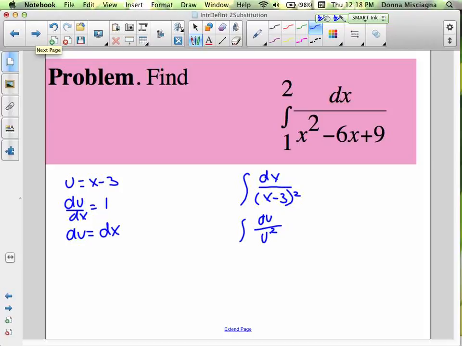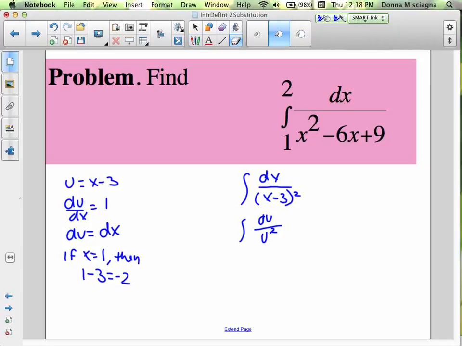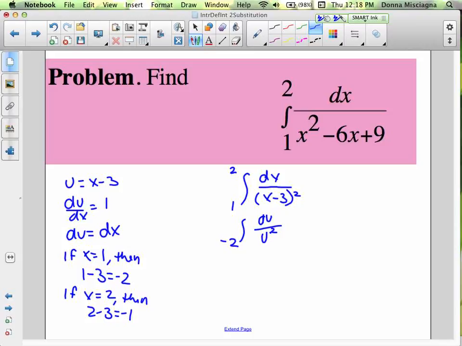Now we need to rewrite that, and we need our new limits. Let's get our new limits, and then we'll rewrite that and integrate real quick. If x is 1, then 1 minus 3 is negative 2. That's the bottom one. Actually, I can't put it there because that was the 1 and 2. Now it's negative 2 once we switch to the u's. If x equals 2, then 2 minus 3 is negative 1. They're going in order anyway, from low to high.